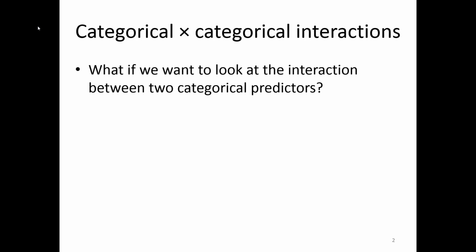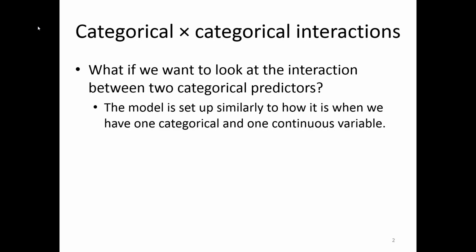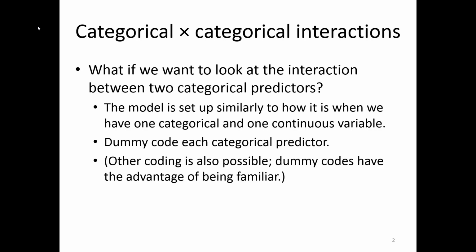Okay, so what if we want to look at the interaction between two categorical predictors? This model would be set up similar in form to how it's set up when we have one categorical and one continuous variable. We would dummy code each categorical predictor. We can also use other coding, so this will come in at the end when I talk about how to get the same output from ANOVA. So dummy codes have the advantage of being familiar.